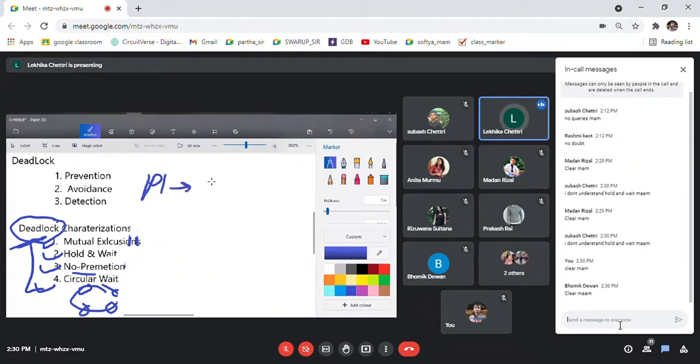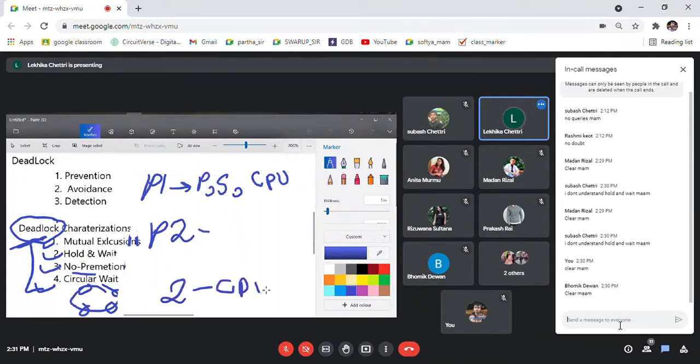So now let us say I have process P1. It needs printer P to complete its task. It needs scanner S to complete its task, and it needs a CPU. Now there is process P2. Let us say your laptop has two CPUs. Your P2 needs a CPU, it also needs a printer, and it needs some other files F.